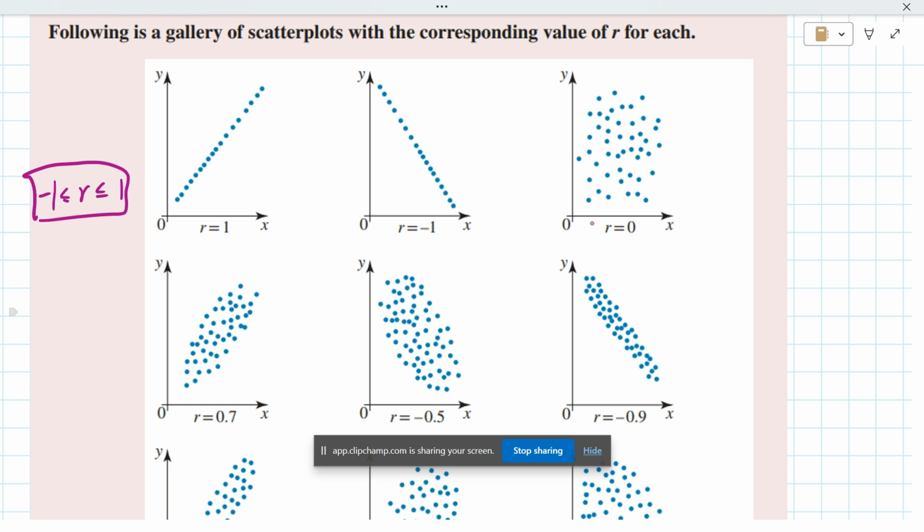First things first, r equal to 1 is a straight positive direction, a linear relation, that looks like this. And -1 will be the negative linear. And then 0 will be no relationship, which looks like this. There's no linear or non-linear relationship we can say.